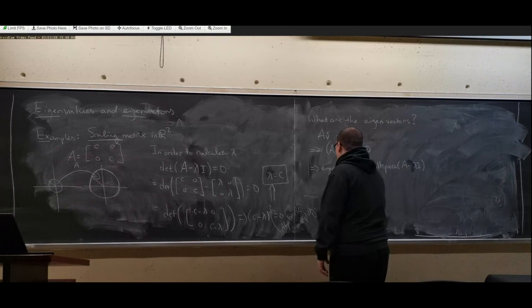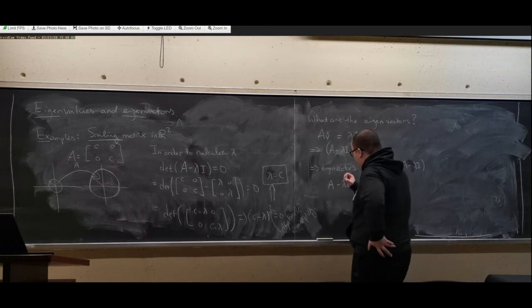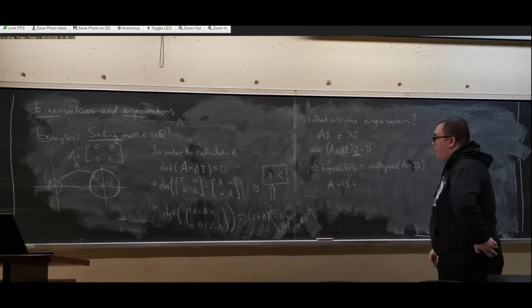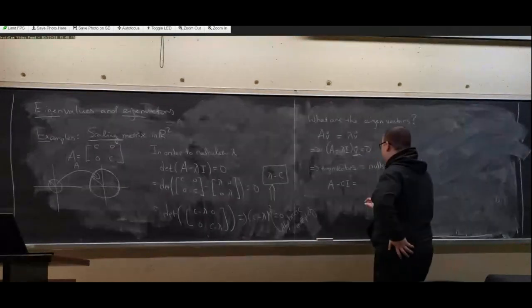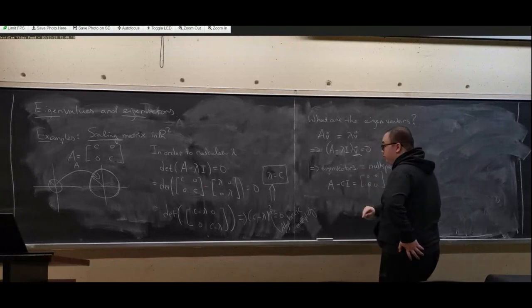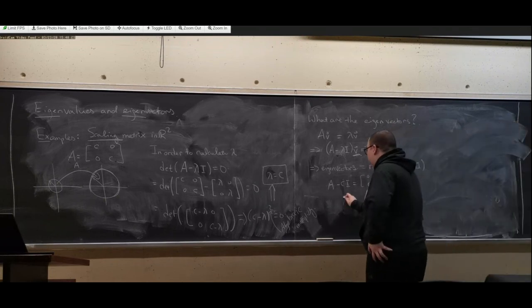Well, A minus lambda I equals what? Lambda in this case equals C. So it becomes A minus C I. What does that equal? Well, this just equals the 0 matrix. And what is the null space of the 0 matrix?